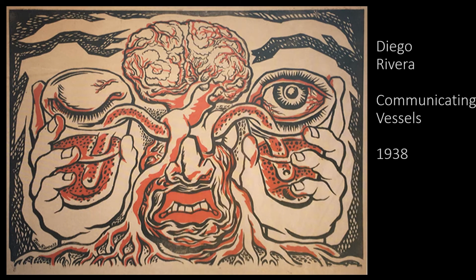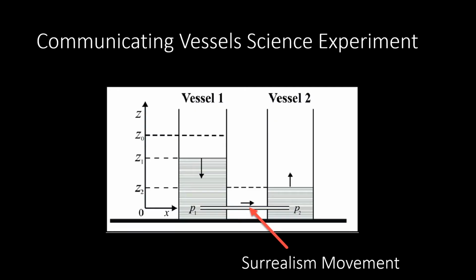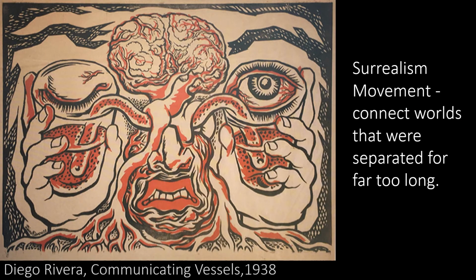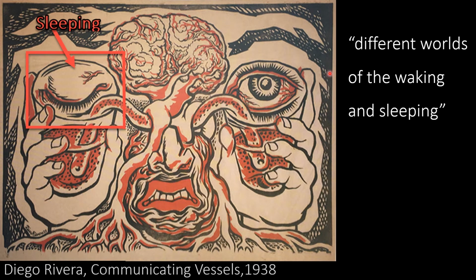As mentioned, this print's title, Communicating Vessels, is the same name as Andre Breton's essay published in 1932. It was based on a science experiment where two vessels with different amounts of fluids will become equal and in equilibrium and in balance if connected. Surrealism attempted to be that connection. In Breton's essay, he said that the Surrealism movement hoped to connect different worlds. Worlds that were separated for far too long. Worlds such as the world of waking and sleeping.